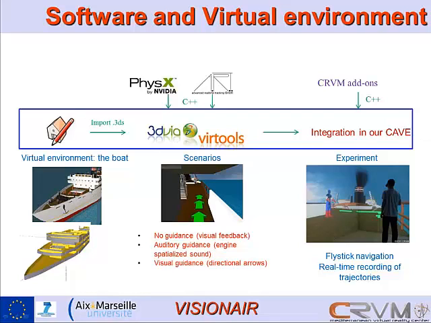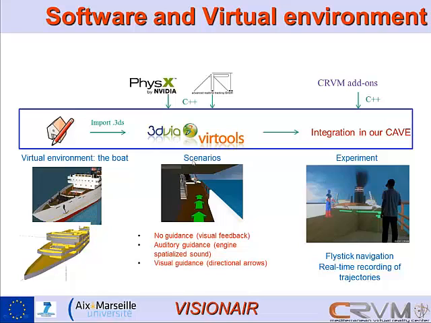So we used the boat. Why not? Basically because we found the boat free of charge on the internet, and it has also, at least we thought so, the advantage of being sufficiently complex. It's got 5 levels, 5 decks. So we could have a subject do a complex trajectory inside this boat, virtual boat.